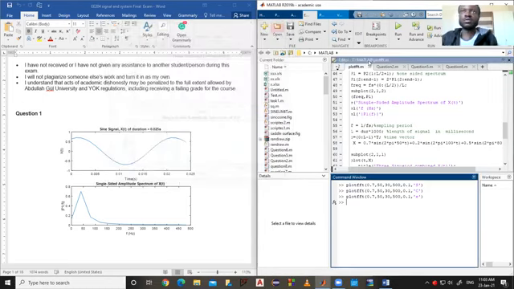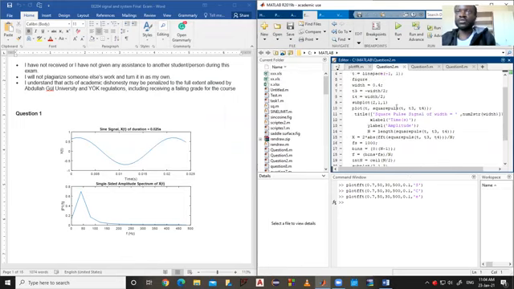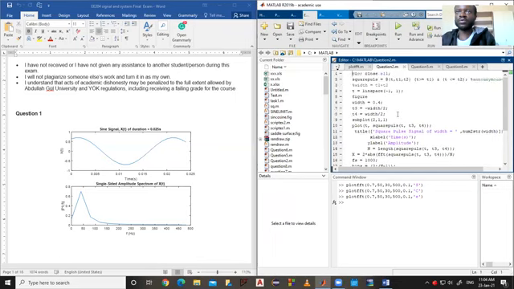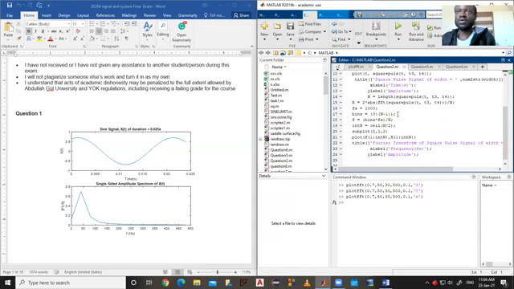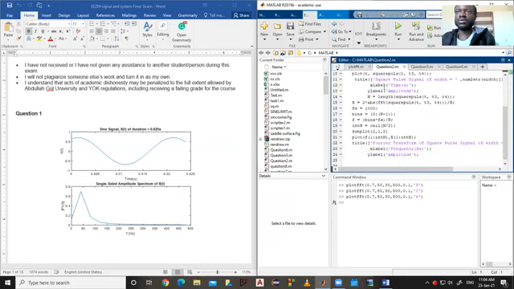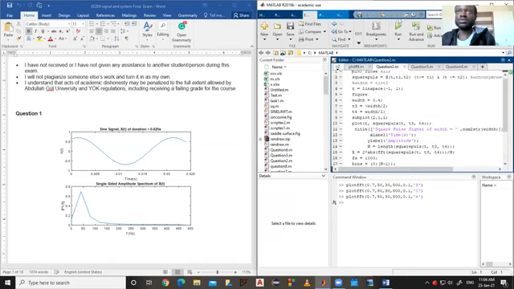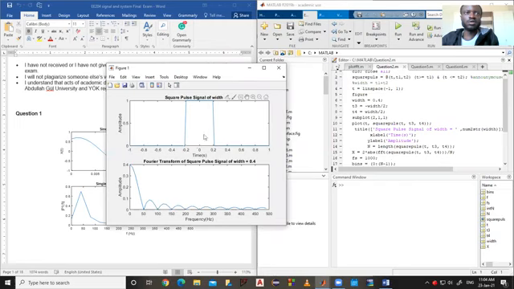And for the second question, we have a function that generates a square wave. It generates a square wave, and we're going to run it. So let's run it. So here is a square wave of width.